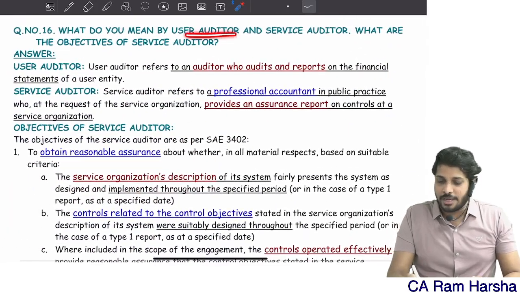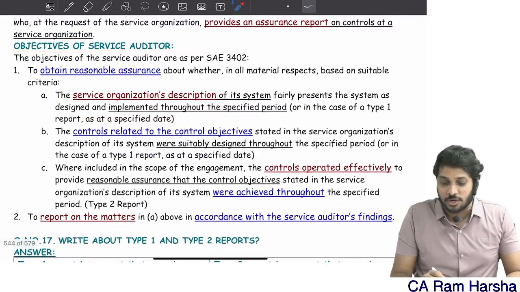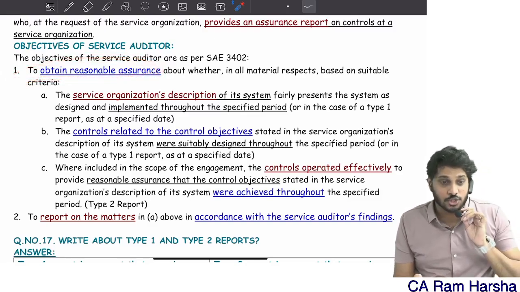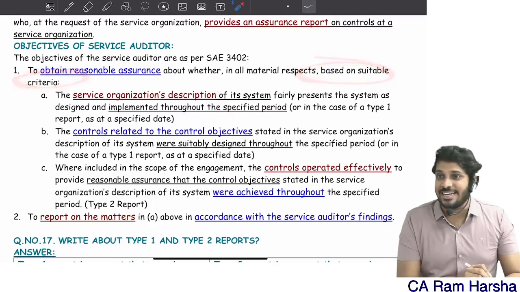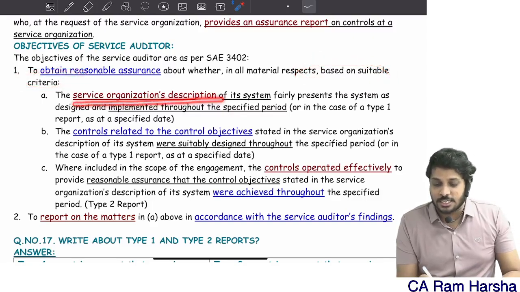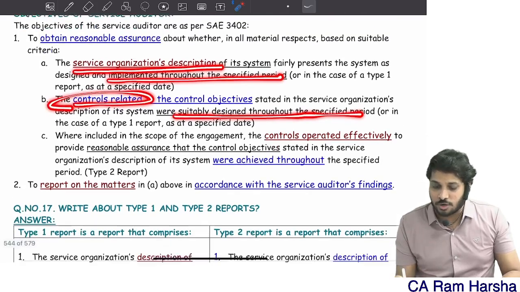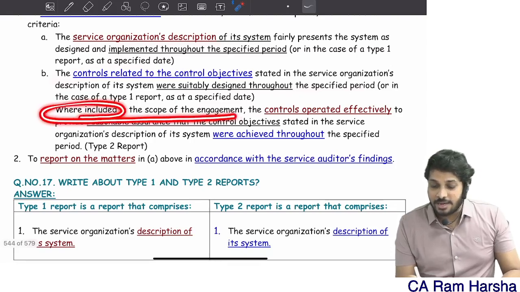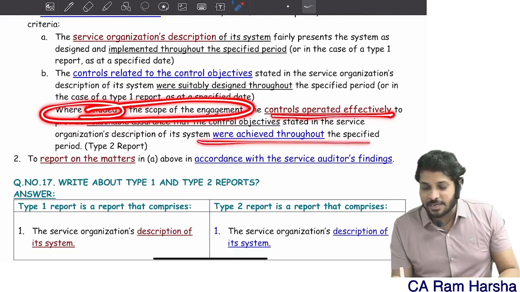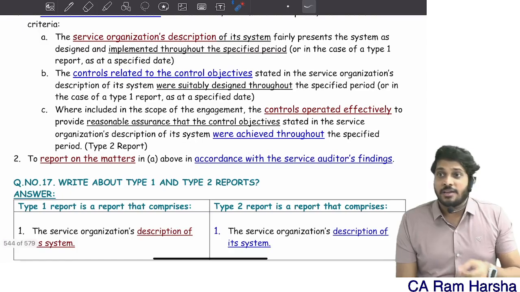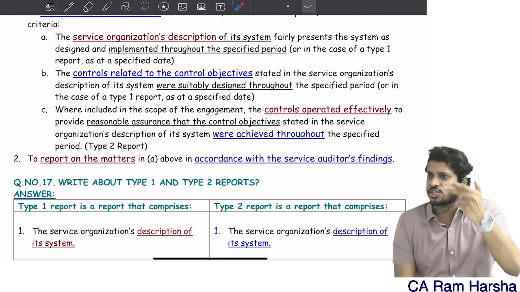So what do you mean by service auditor? What is the objective of the service auditor? To obtain reasonable assurance whether, in all material respects and based on suitable criteria, the service organization's description is fairly presented throughout the period, and the service organization's controls are suitably designed throughout the period. Where it is included in the scope of the engagement, also whether the controls operated effectively throughout the period. If the engagement also includes the operating effectiveness point, then that also. Otherwise, only the first two points, correct?